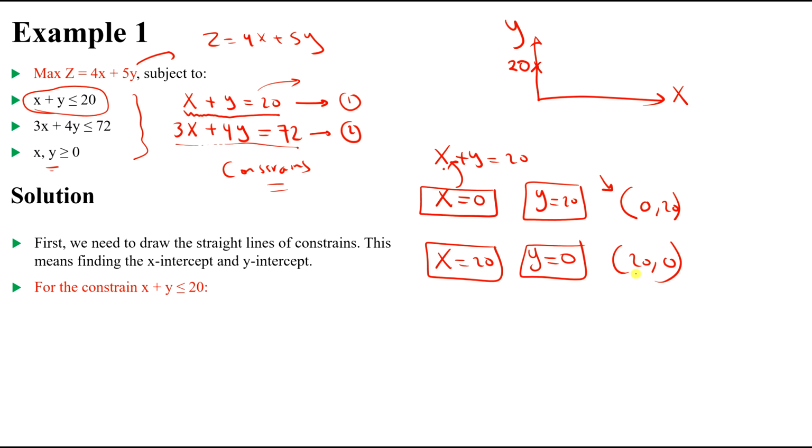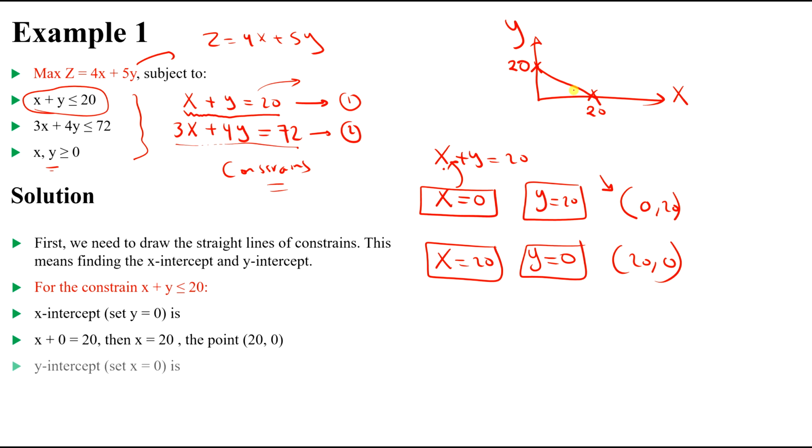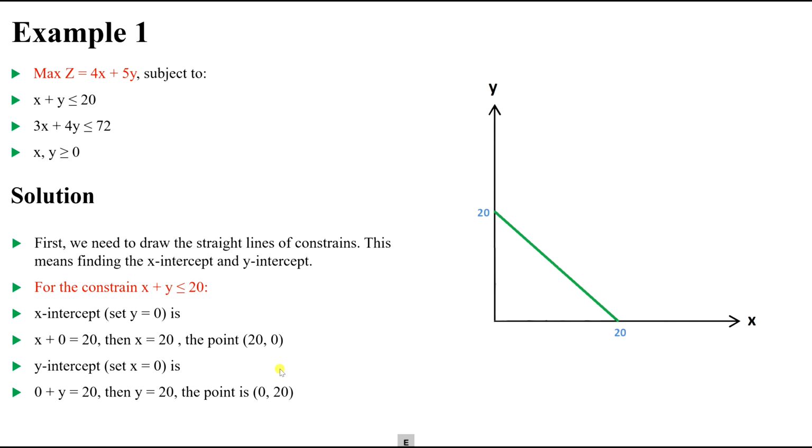Second point, x equal 20 and y equal to 0. X equal 20, like here, and the value of y is equal to 0. Then I will connect these together. So I draw the first constraint like this. As you can see, first I set y equals 0, x becomes 20 by substituting in the equation, and also x equal to 0 to get y for the second point. If we plot this figure, it will be like this, just as I explained. That is the first line, or the first constraint.